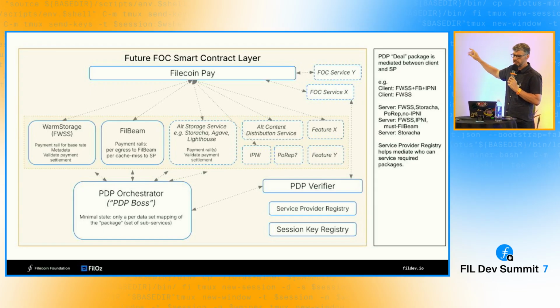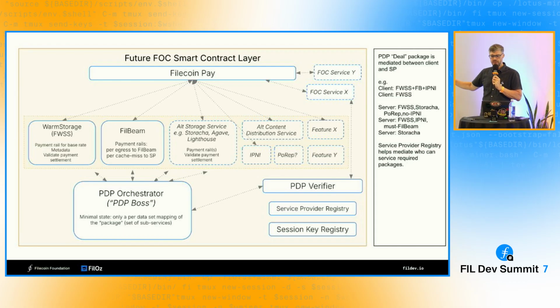This is on the right-hand side here. So this is where the server gets to be opinionated about the service that it provides. So a server would say something like, I serve warm storage deals because I like the payment rate for that. I also do IP&I. I will read your CAR and send it to IP&I and serve retrievals on the IPLD block level. And also I'll do Filecoin Beam if you want to.